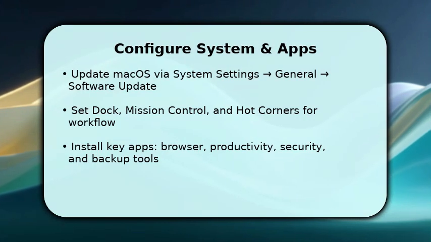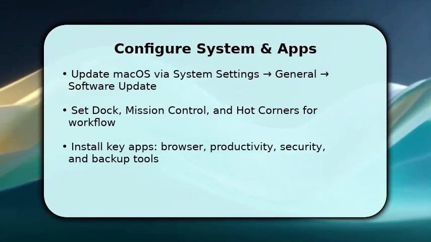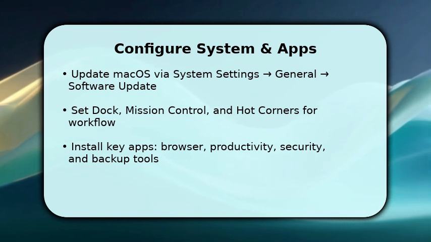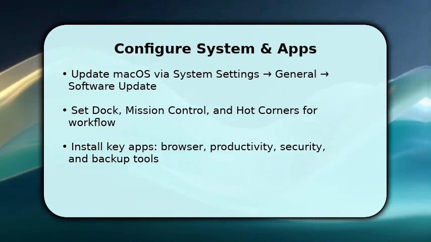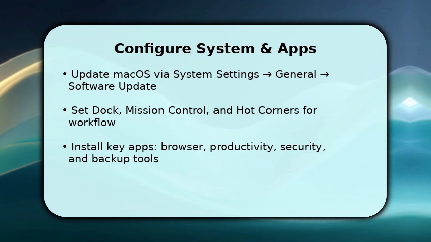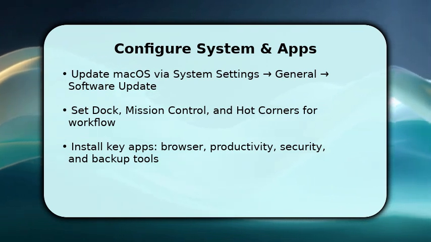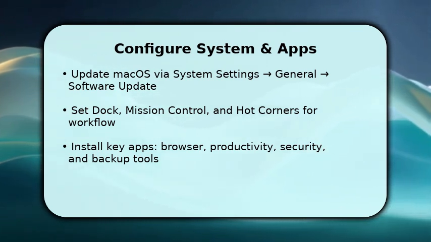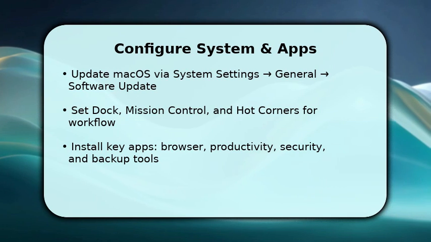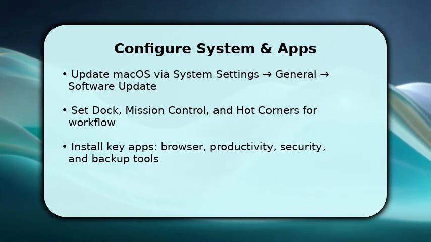You should update macOS before installing heavy apps so dependencies match. Click Software Update and install any pending patches. Next, personalize the dock and mission control to optimize window management. Assign hot corners for quick actions and enable automatic app downloads if you want seamless installs.